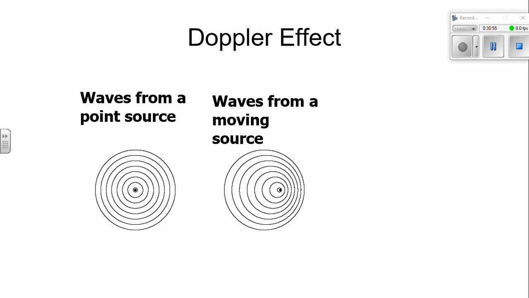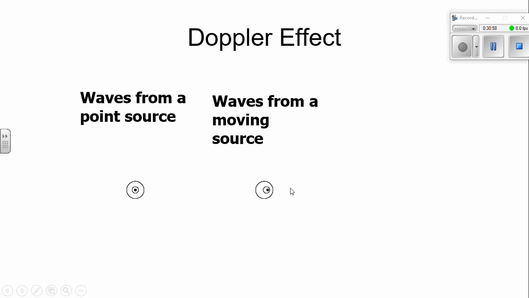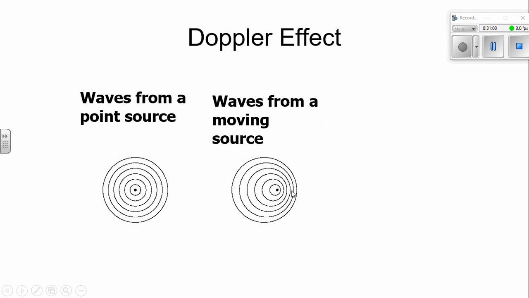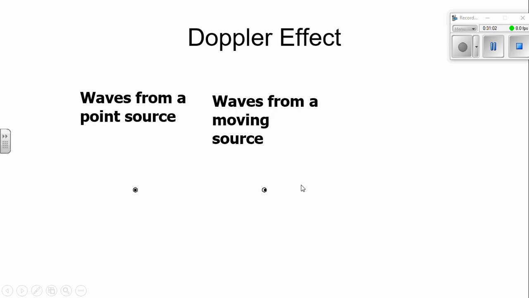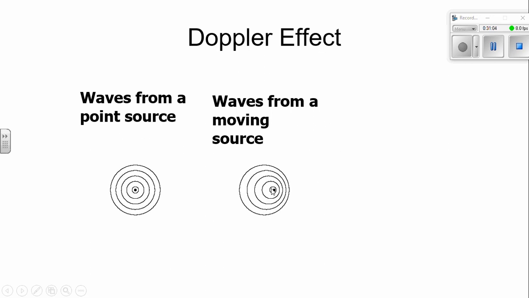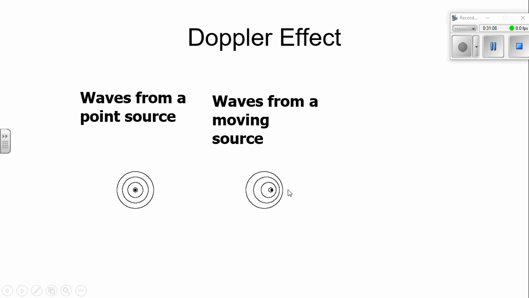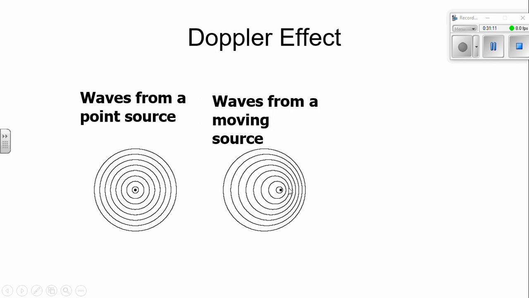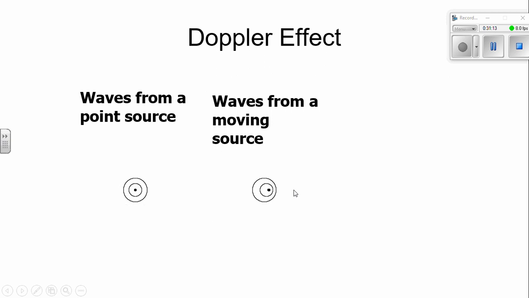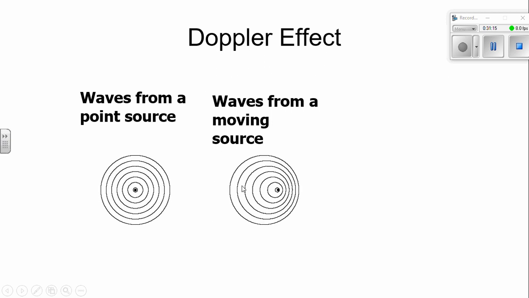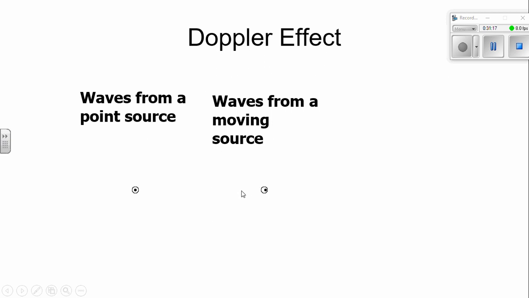If you are in front of this object and it's coming towards you, then the waves are going to be closer together because the object produces a wave and then it tries to catch up to that wave and it produces yet another one. And so the wavelength is shorter, so the pitch is higher. If wavelength is low, then pitch is high. If you're behind it, it's the opposite, so the wavelength is going to be a little longer.